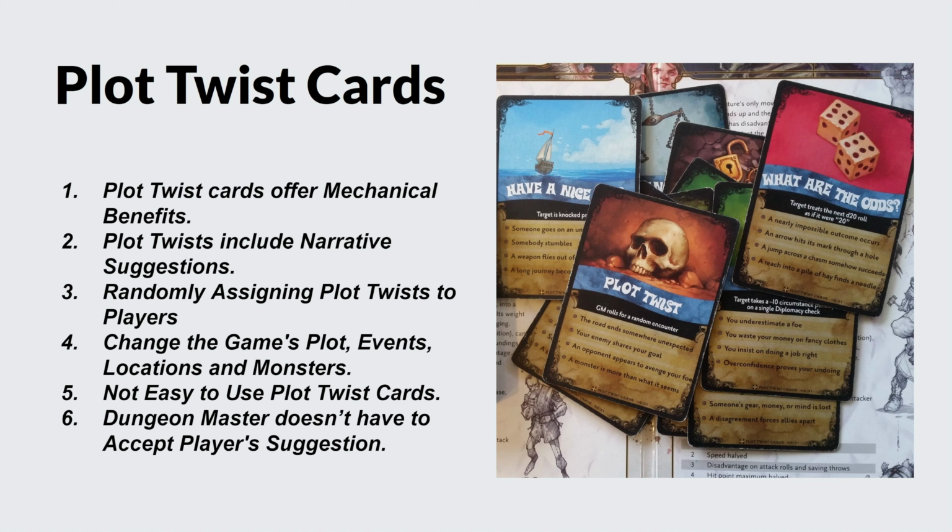They're usually underneath there. Okay, the plot twist card can be used, you can give them out randomly to your players, and they can change the game's plot, they can change the events, the locations, the monsters, they can change anything they want. This is not easy to do in a campaign or adventure, okay? And it can come apart if you wind up with player input that sort of is too much for you to deal with.